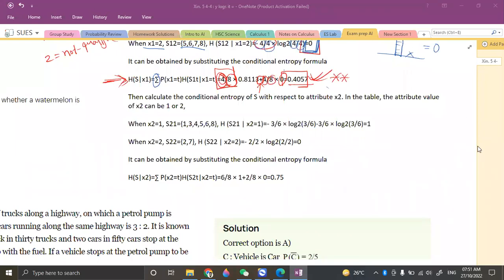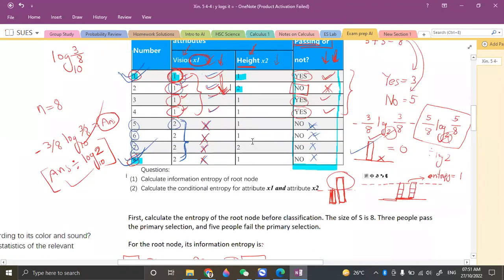So we have already completed the first half. Now the remaining part is the same as before, but I will try to explain it very shortly. You see here we have calculated the first attribute, that is vision. Now let's come to the second attribute, that is height. For height, we have 6 qualified and 2 not qualified, right?